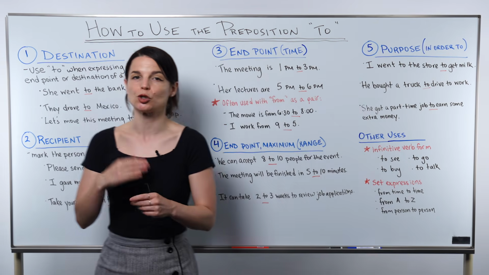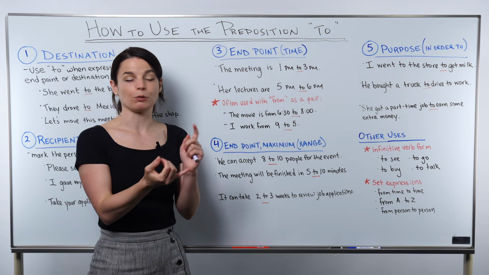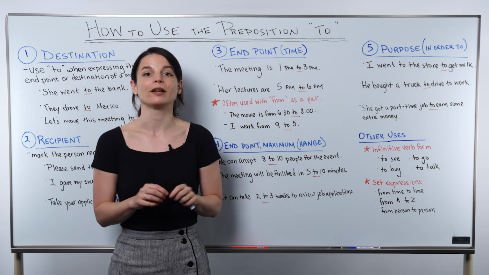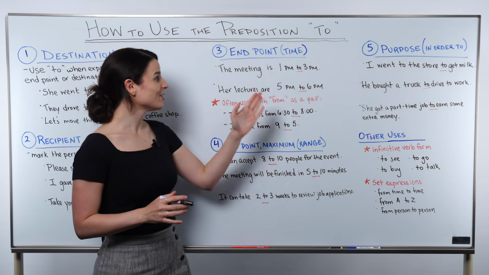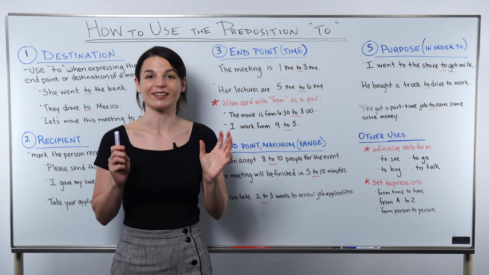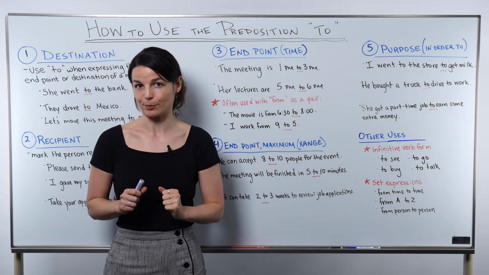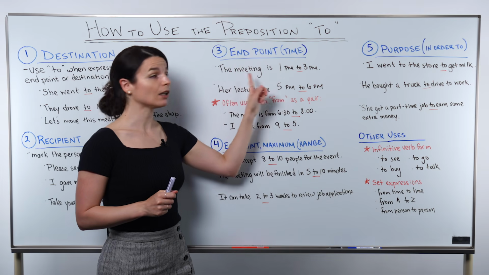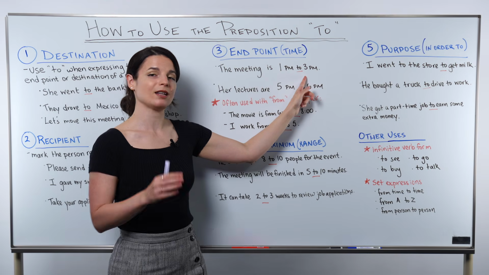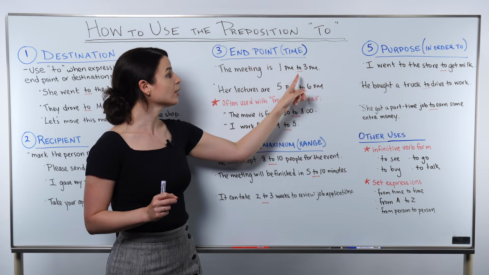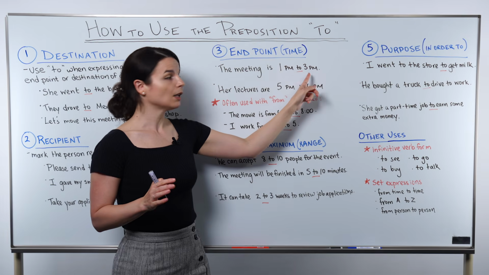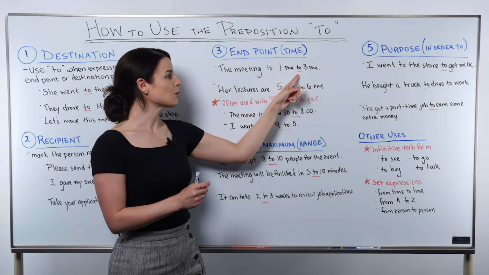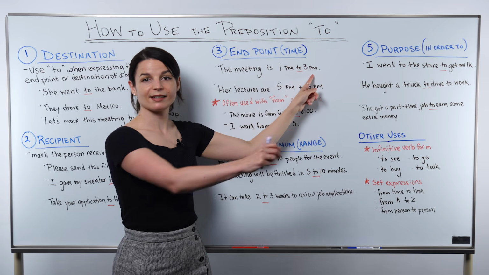Number 1 and number 2 were really about marking endpoints with people and places. Number 3 is about marking an endpoint with time. So we use this a lot when we talk about our schedules. Let's look at a couple of examples and then we'll expand on this a little bit. First, "The meeting is 1 p.m. to 3 p.m." Here, "to" is before 3 p.m. It marks the end point for the meeting, okay? So we put "to" before the end time of something.